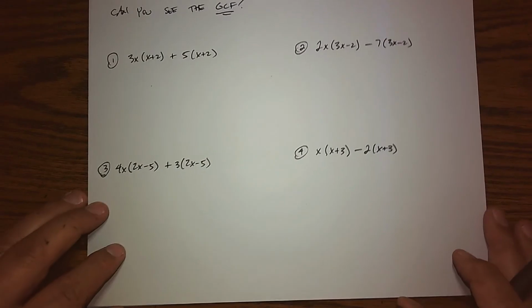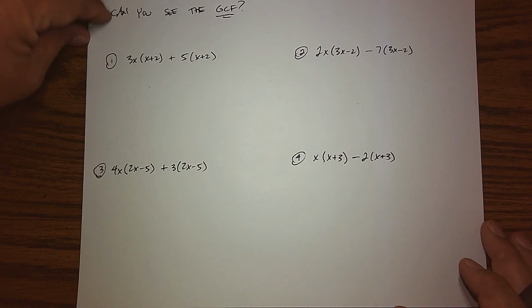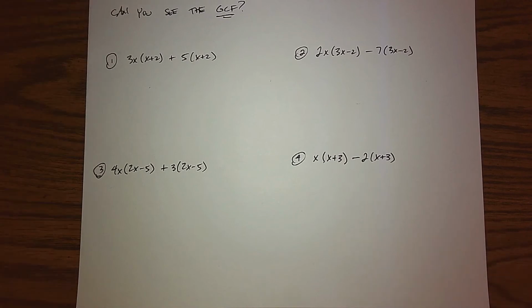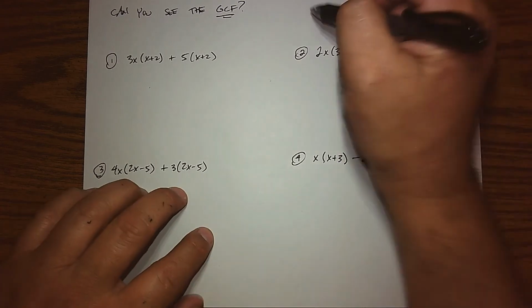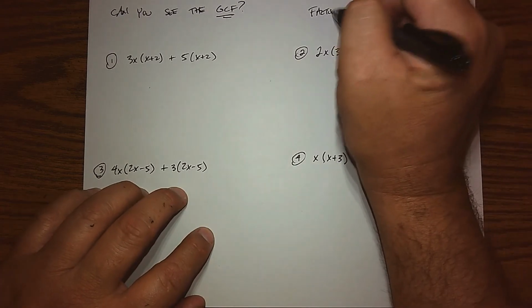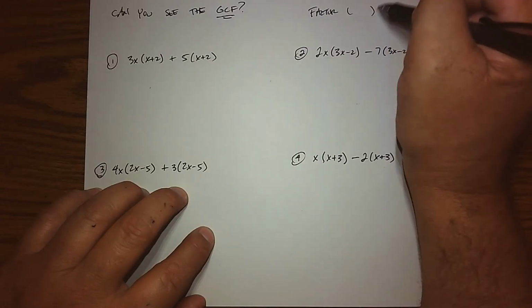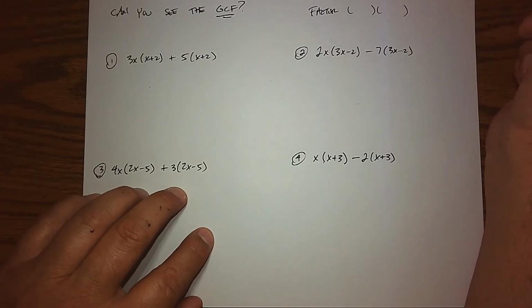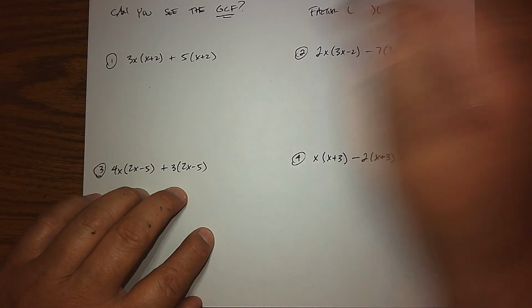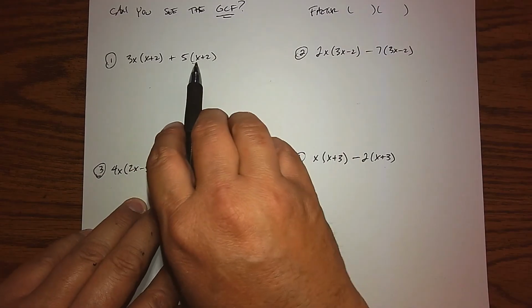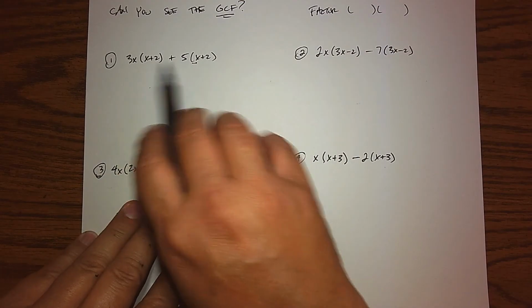Okay, so we've introduced ourselves to the greatest common factor, the GCF, and here are some unique situations where, believe it or not, there is a GCF. Now remember, the ultimate goal here is to factor, right? I want to break these things up into a product. So be careful, because what a lot of students do with this is they actually simplify it.